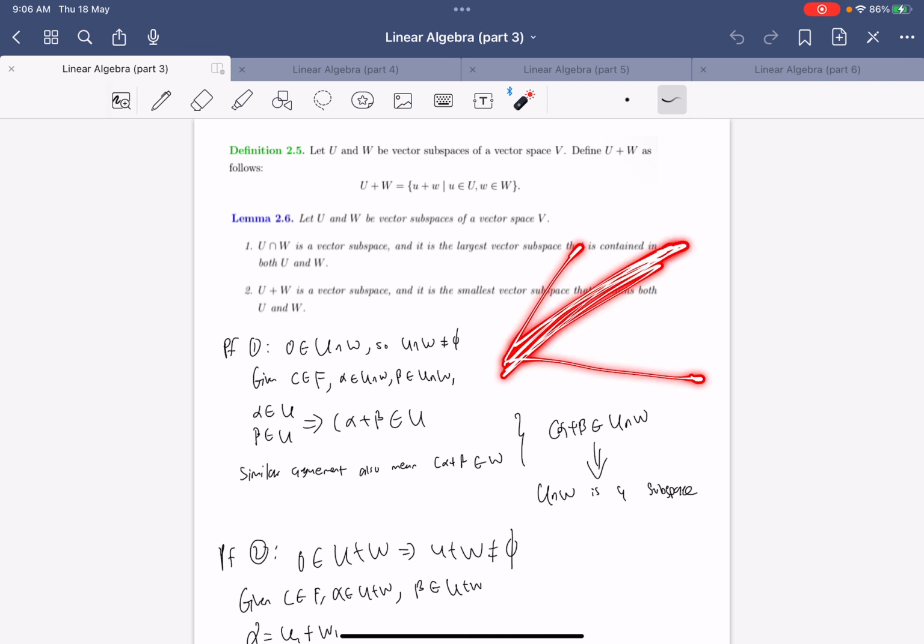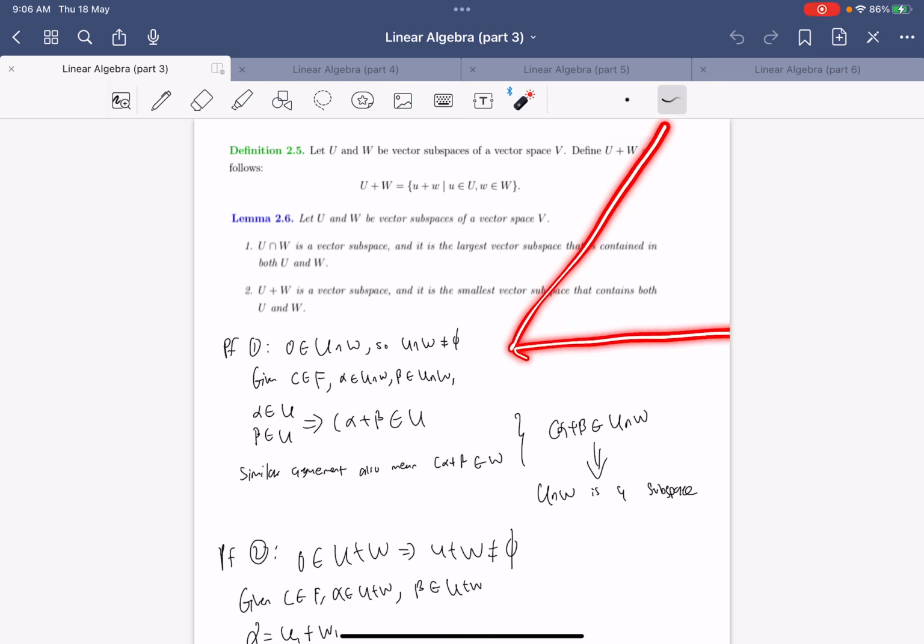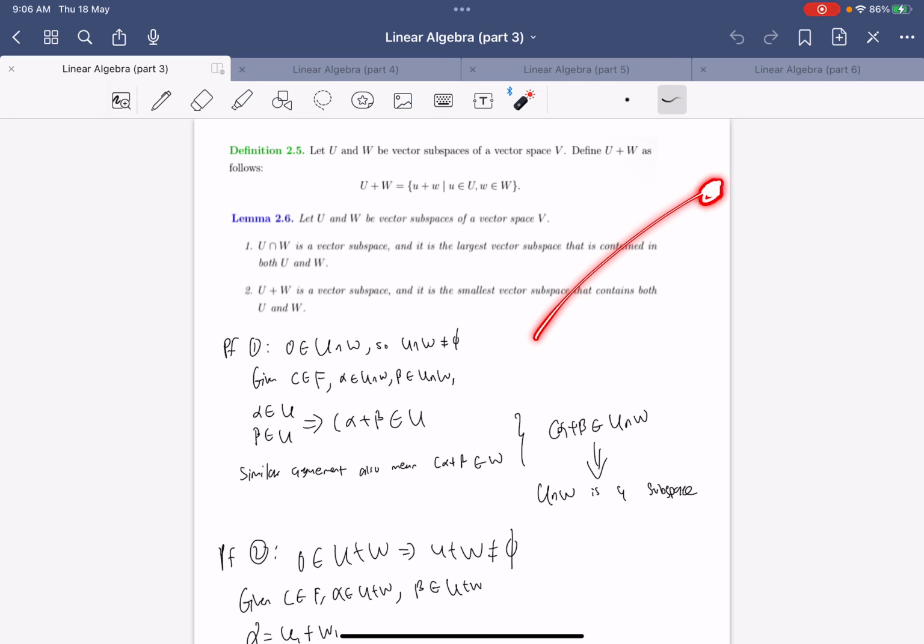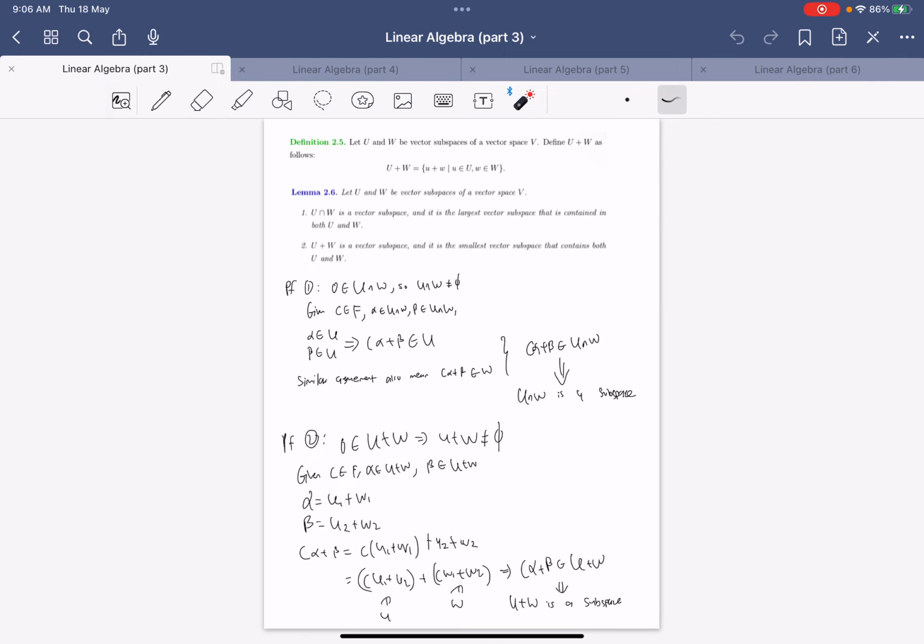vector over here, but it's not contained in the union of these two, because this is all the points here and all the points here. But now your next vector could be here, which is not an element of either U or W. So U union W is not a vector space. Some things to take note.